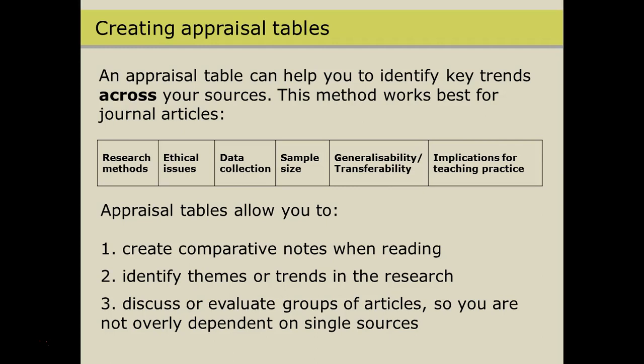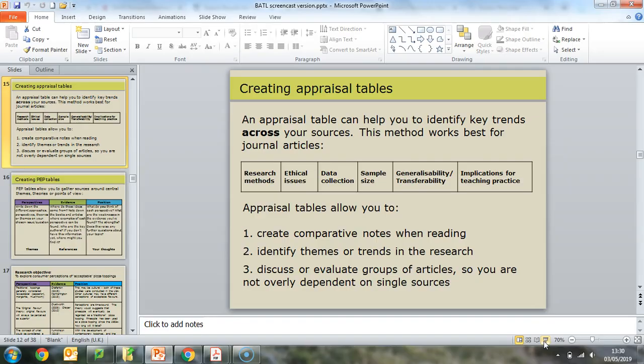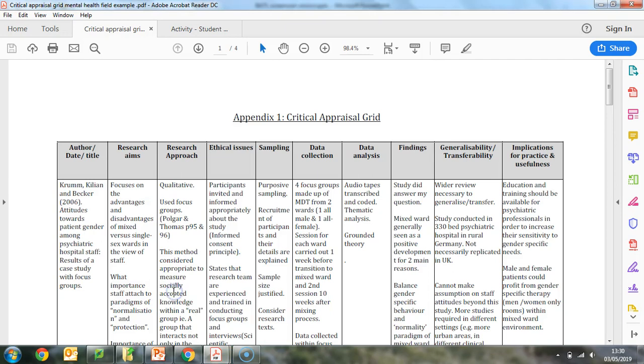The advantages of using something like an appraisal grid is that it gives you comparative notes. It allows you at a glance to see how the research starts to fit together. You can identify themes and trends, and also then in your paragraphs, you'll be discussing a group of articles. You'll be highlighting a trend or something that you found as a theme that keeps appearing in your reading. So again, I'm just going to jump out of the PowerPoint and show you this example.